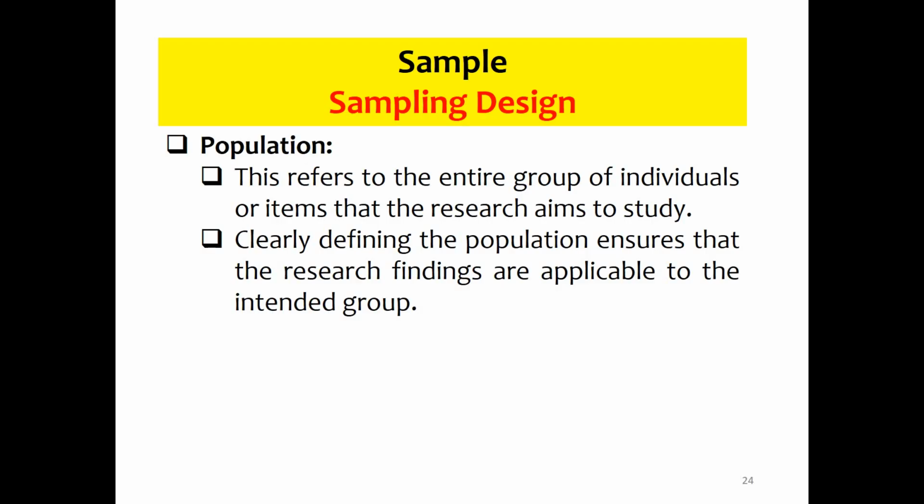The first one is population. It means the entire group of individuals or elements that are to be considered for your study. First, you have to clearly define your population. It is to be done according to your research objective.